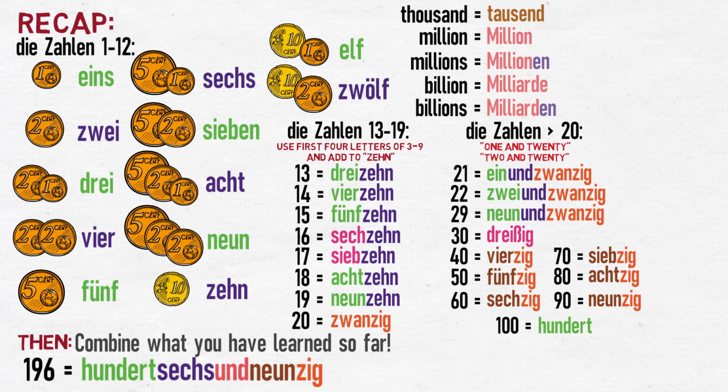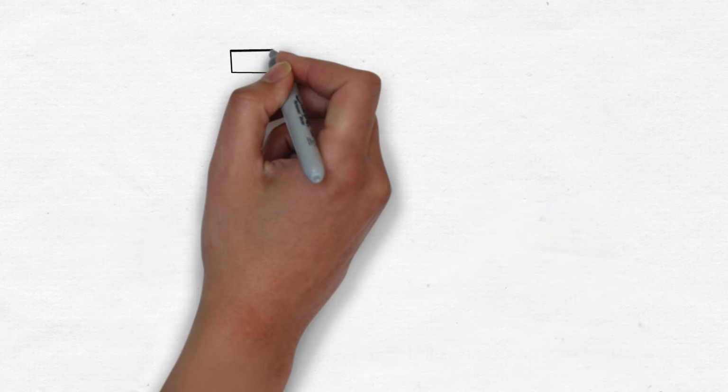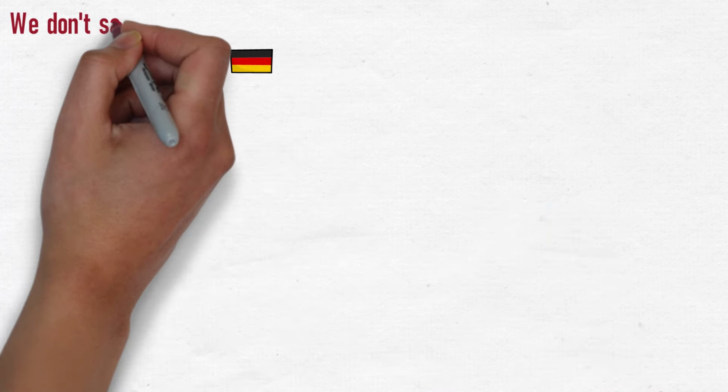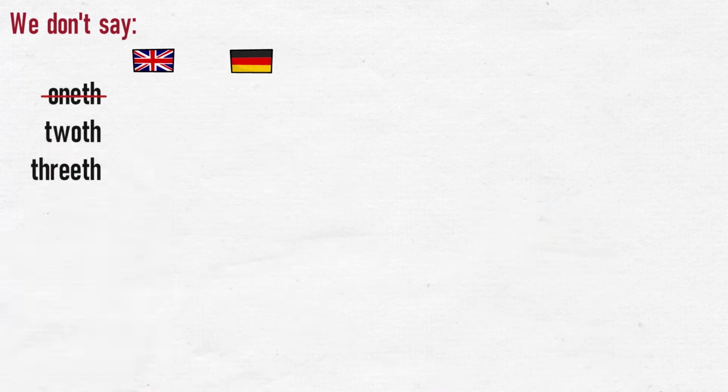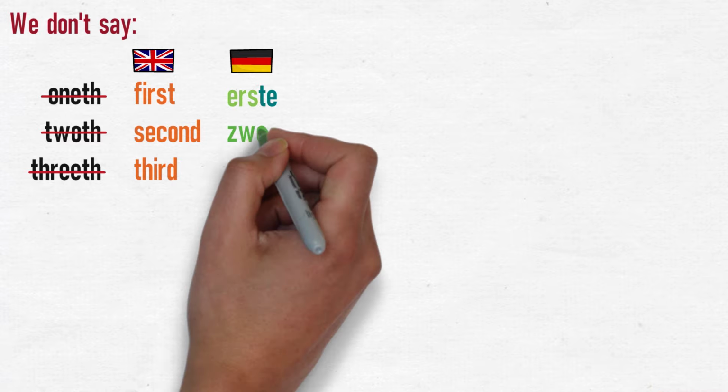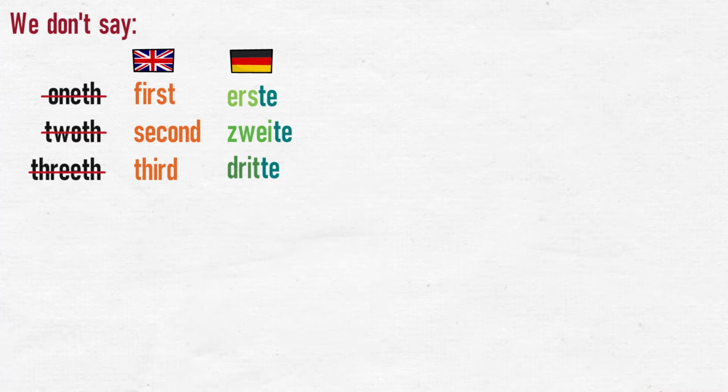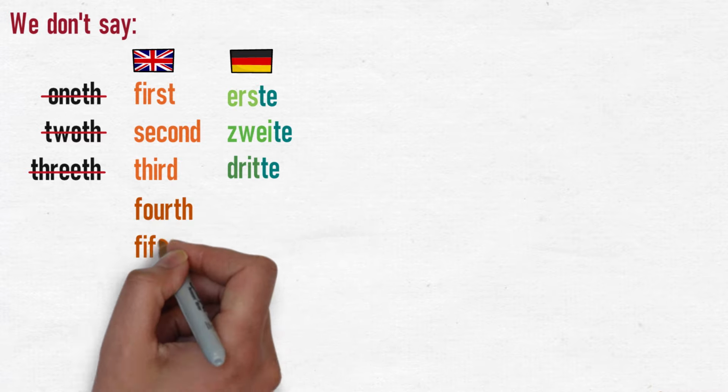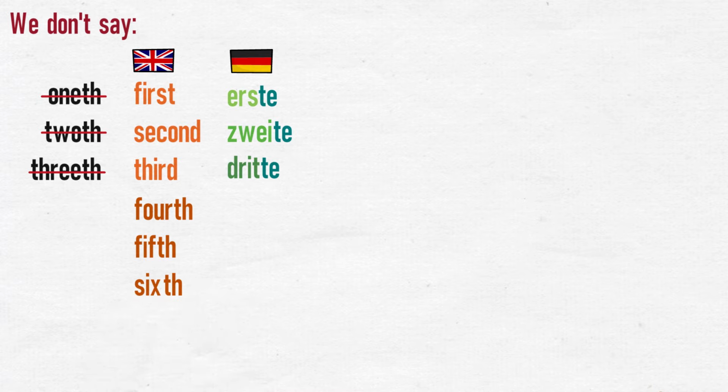So, now we're ready to learn how to form ordinal numbers. In German, as in English, we don't say oneth, twoth, and threeth for the first three ordinal numbers. We say first, second, and third. And in German, these are erste, zweite, dritte. For fourth to sixth, we take the number and add te. Vierte, fünfte, sechste.